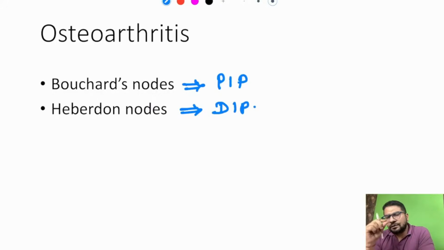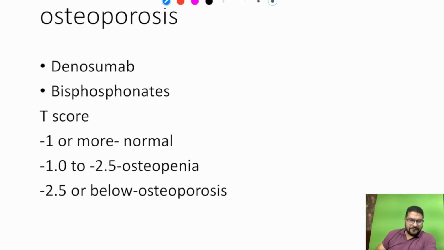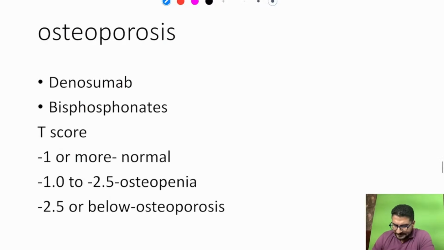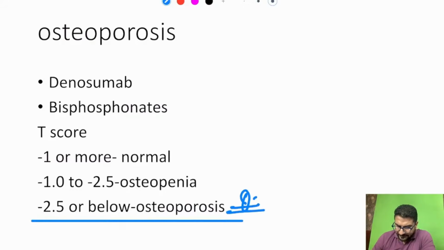कभी कभी ये nodes थोड़े से they look like tophi which we have studied in gout, but tophi थोड़े बड़े होते हैं और कहीं भी हो सकते हैं. These nodes are smaller and located only in PIP and DIP. Moving to osteoporosis, ये topic आपने ऑर्थो में पढ़ा ही होगा, so just try to understand. If we calculate this with the help of T score, -1 or more is normal, -1 to -2.5 is osteopenia. We call it osteoporosis when this value is less than -2.5.